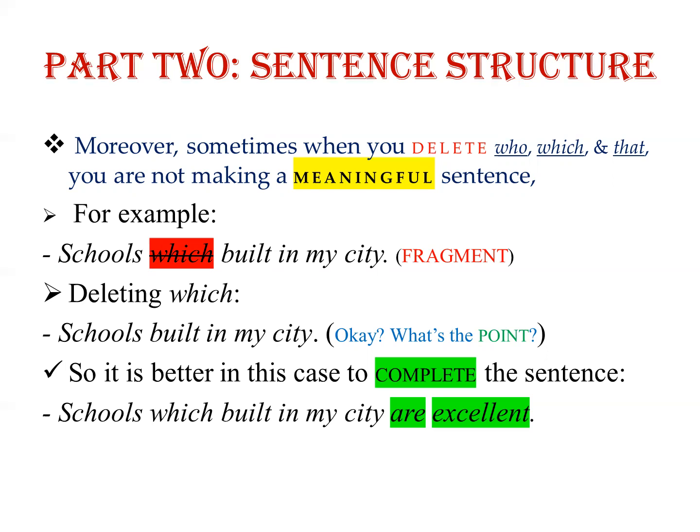So the more correct way to fix fragments about the adjective clauses is to add a complement. You have to complete it. So try always to complete, not to delete. Deleting can work sometimes, but not always. The solution that always works is completing. So it is better in this case to complete the sentence: the schools which built in my city are excellent. Because if you delete who, which, and that, you won't create a meaningful sentence. So try always to complete the sentence.